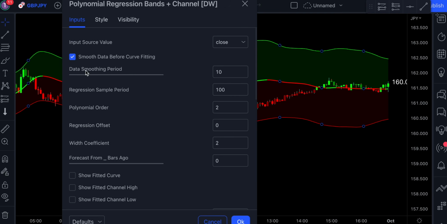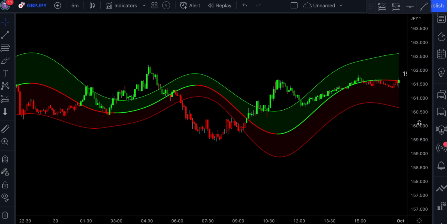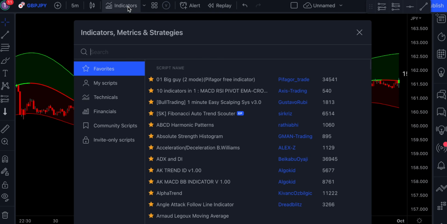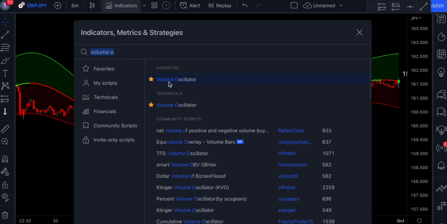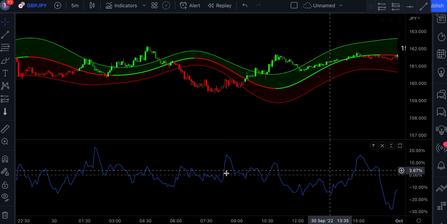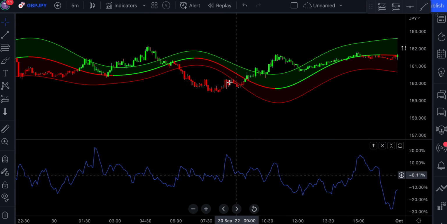And let's change the data smoothing period from 10 to 100. This way we made the indicator much smoother. The next step will be to click on the Indicators tab and add one more indicator. The volume oscillator is a great filter and it will help us eliminate a lot of losing trades.